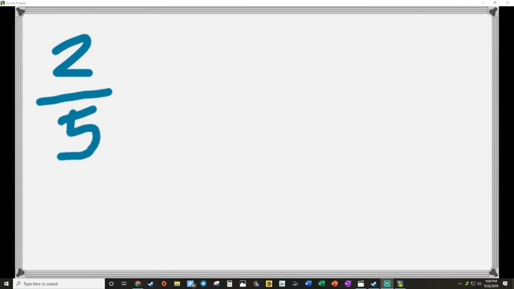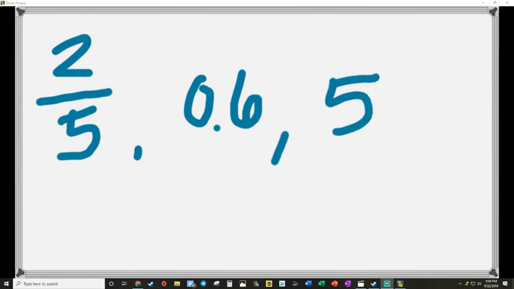Okay, so when you are comparing and ordering numbers, you are trying to put them from least to greatest or greatest to least, depending on what the instructions say. So in the example shown, we are trying to arrange 2/5, 6/10, and 50% in order from least to greatest. So we have 2/5, 0.6 or 6/10, and 50%.